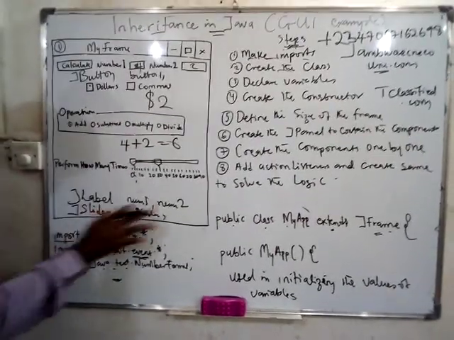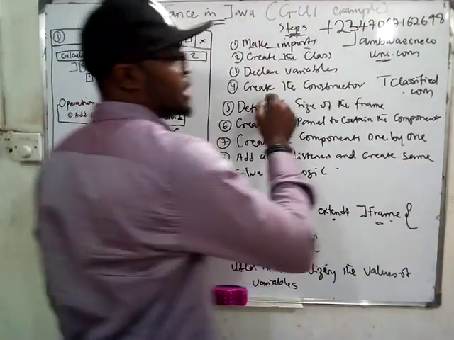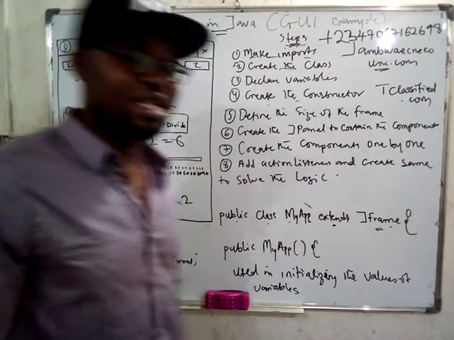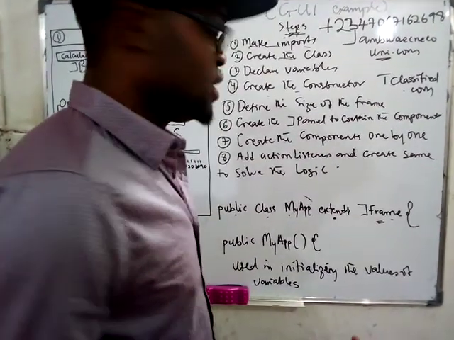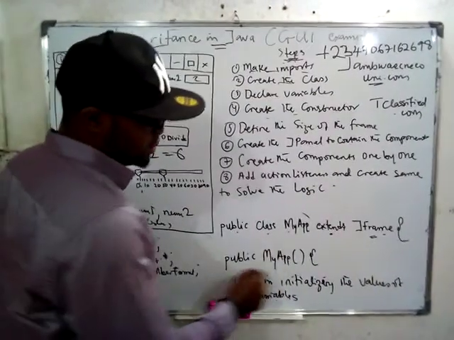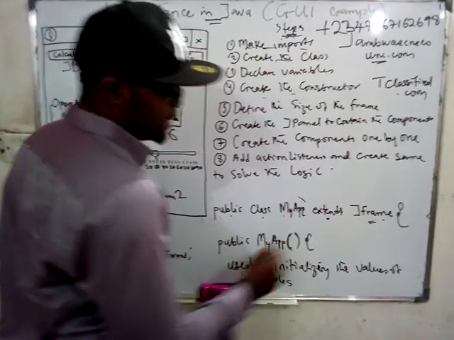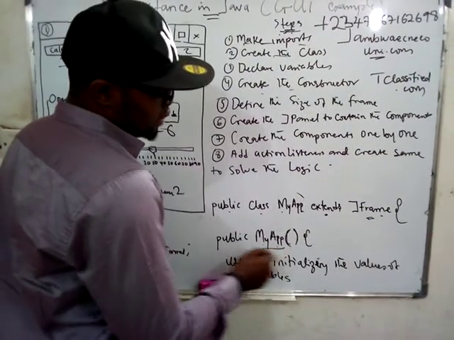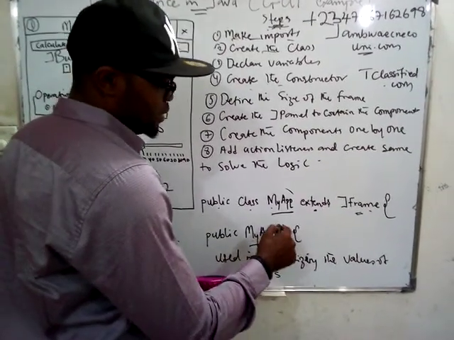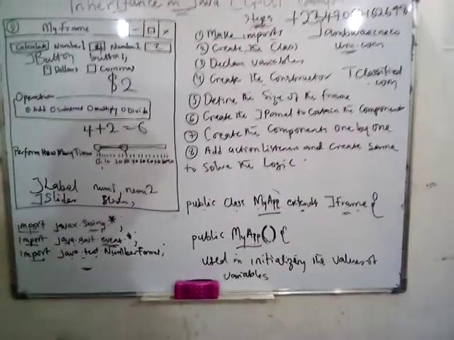So after declaring all the individual components of the GUI, the next thing you do is that you create a constructor. Constructor is simply a method that initializes the variables in a given application. And this is how you declare a constructor. Public MyApp, you put this bracket. The name of the constructor must be the name of the main class. So you say public MyApp. Once you put this like this, then you know you've declared the constructor.